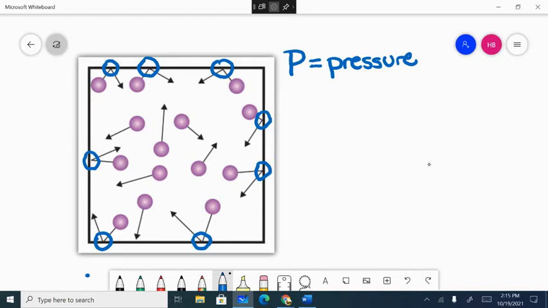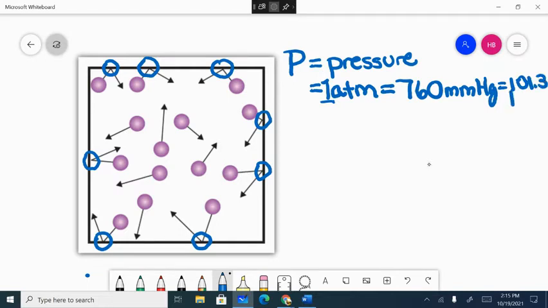Okay, so pressure can be measured in a bunch of different units. Pressure is one of those where more than one of them is applicable. So atmospheres are one of the units that we use usually, or millimeters of mercury. 760 millimeters of mercury is equal to 1 atmosphere. And also another one is kilopascals. There's our equivalency statements. We should be able to convert between these units.